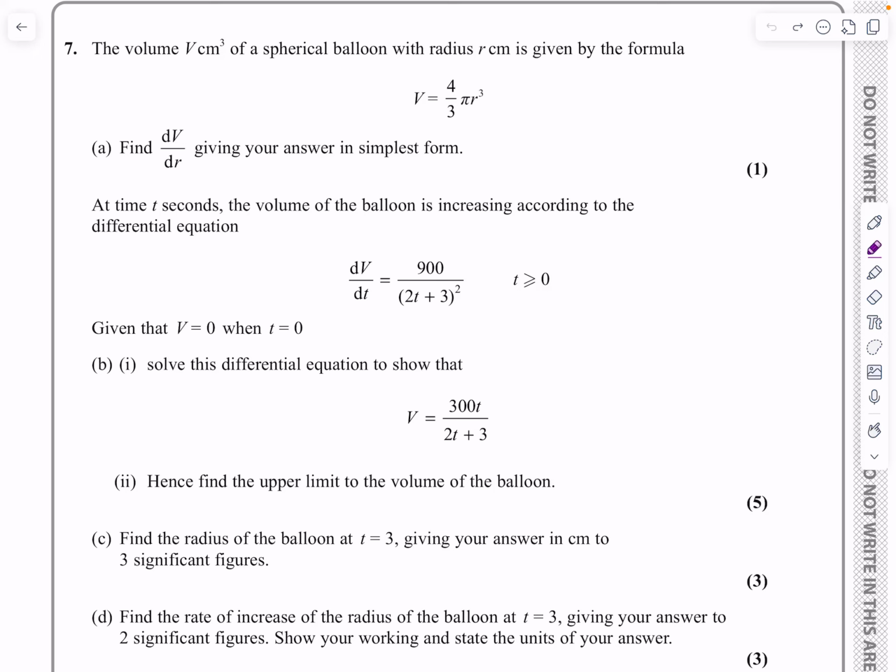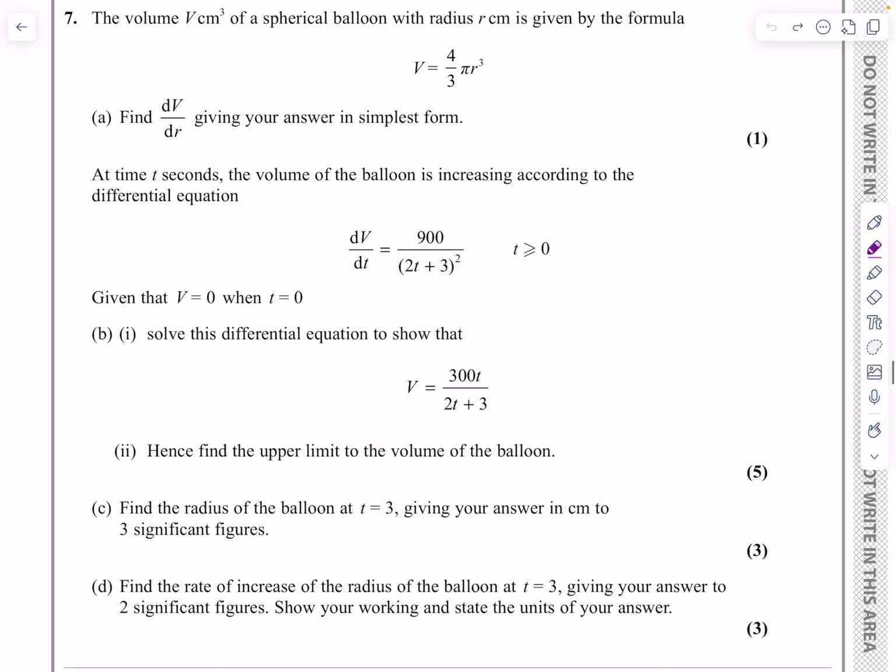Okay, this is the P4 paper from January 2023. It's question number 7. This question is 2 different topics. It's differentiation here and later on it's rates of change, but it's also going to be integration because we've got solving a differential equation there and modelling with differential equations. So really long question here. We've got what's that, 6, 11, 12 marks.